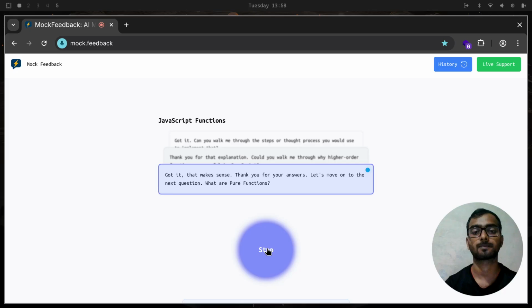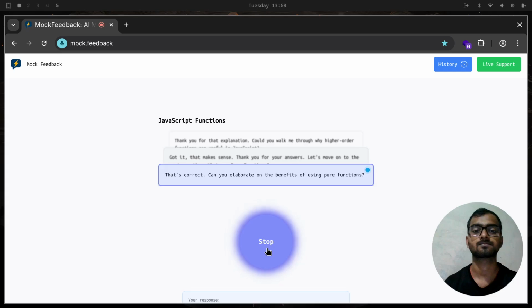Got it. That makes sense. Thank you for your answers. Let's move on to the next question. What are pure functions? Pure functions are functions that return the same outputs given the same input. That's correct. Can you elaborate on the benefits of using pure functions?